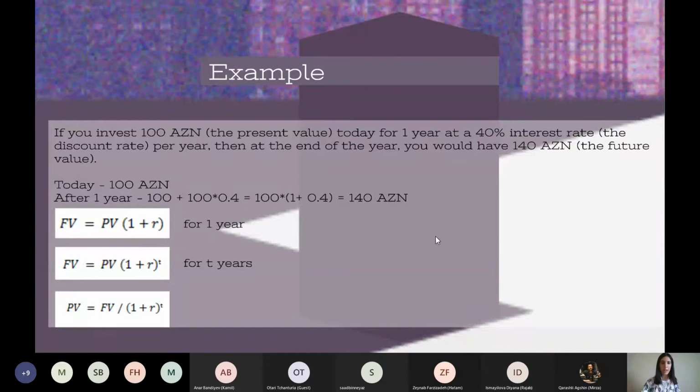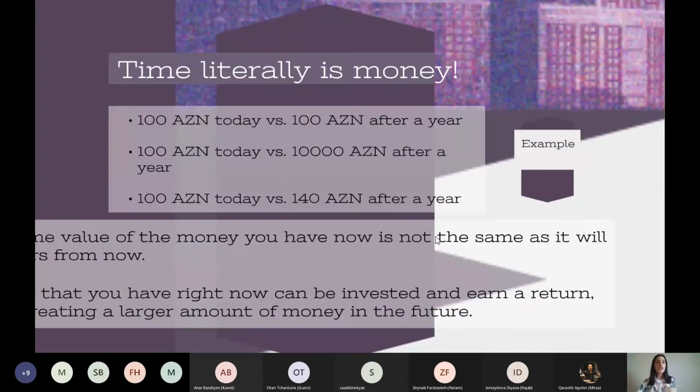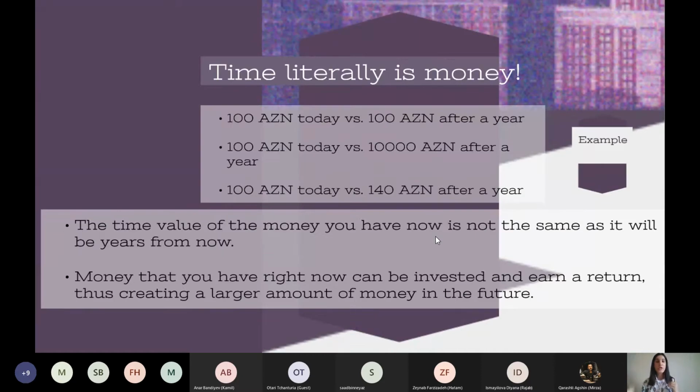So if you come back to our first option, 100 manats today and 100 manats after a year, according to our example, if the interest rate is 40%, I would like to take 100 manats today, because I know that if I take 100 manats today, I can go to bank and after a year I will have 140 manats instead of 100 manats. So if you compare these two, we can see that to get 100 manats today is much more beneficial.